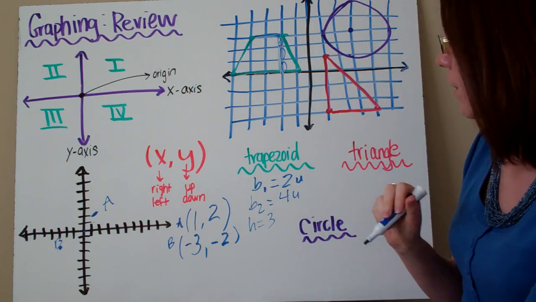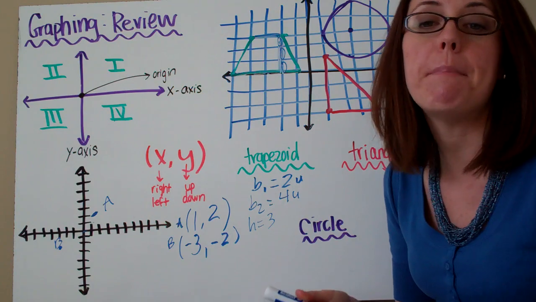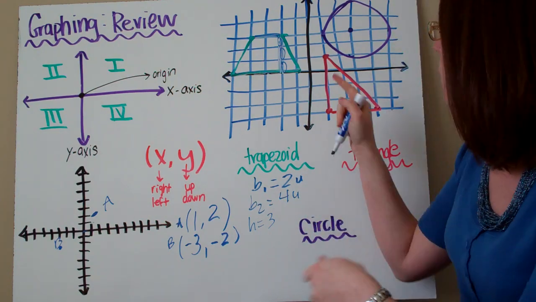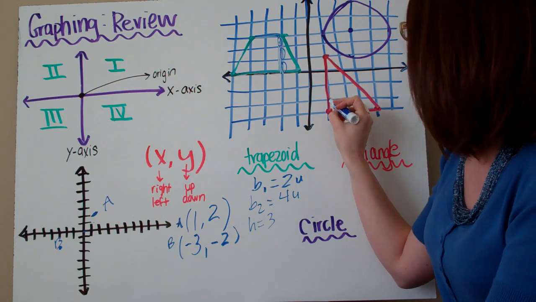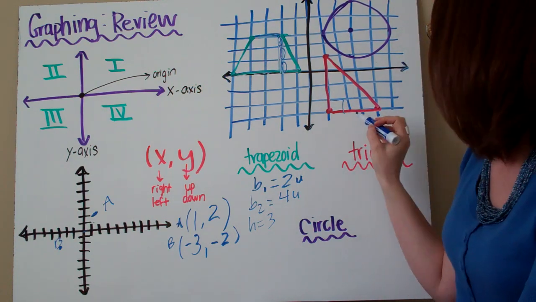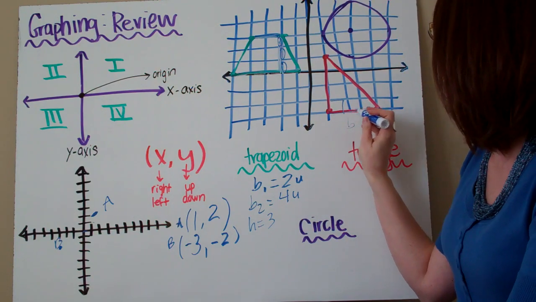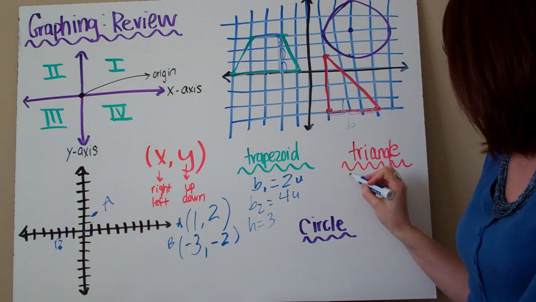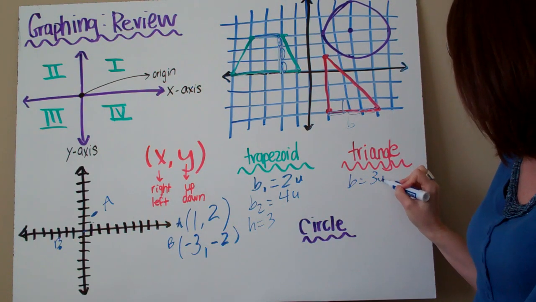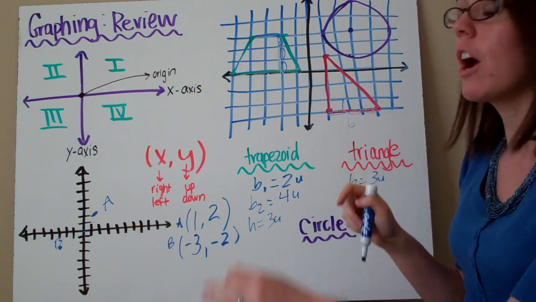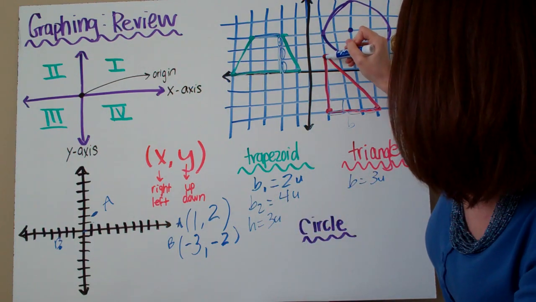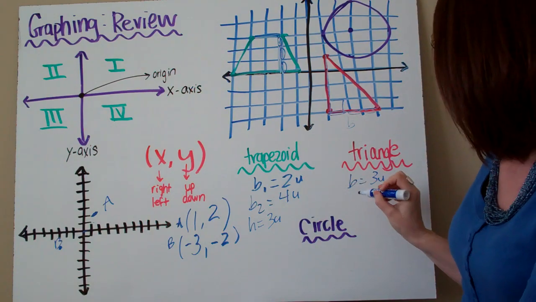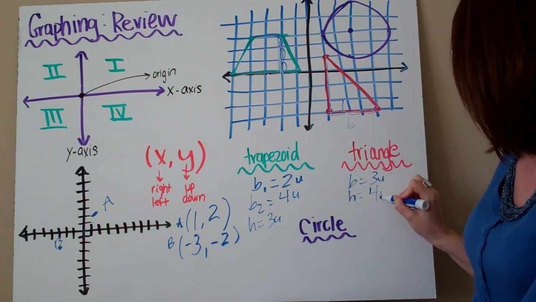Let's look at our triangle. With a triangle, remember, you need a base and a height. So how do we decide what's our base and what's our height? Well, your height hits your base at a 90-degree angle. So we know that this is our base. How long is that base? Well, it's 1, 2, 3 units. So your base is 3 units. And your height is going up and down. So your height is 1, 2, 3, 4 units. Your height is 4 units.